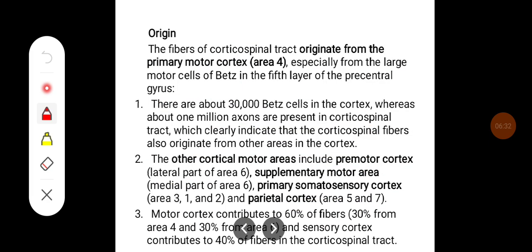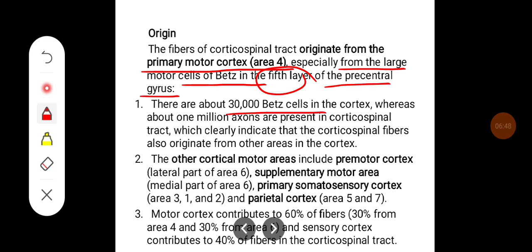The origin of these fibers, that is the corticospinal tract, is from the primary motor cortex, that is area 4, especially from the large motor cells of Betz in the fifth layer of the precentral gyrus. There are about 30,000 Betz cells in the cortex, whereas about 1 million axons are present in the corticospinal tract, which clearly indicates that the corticospinal fibers also originate from other areas in the cortex.